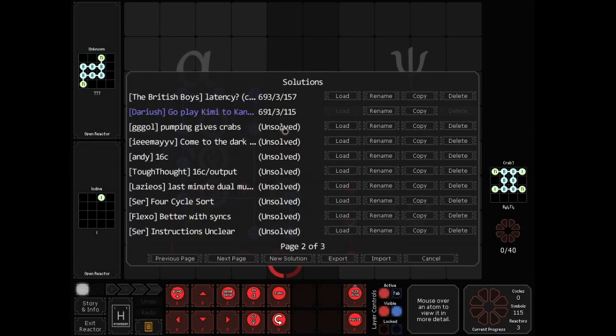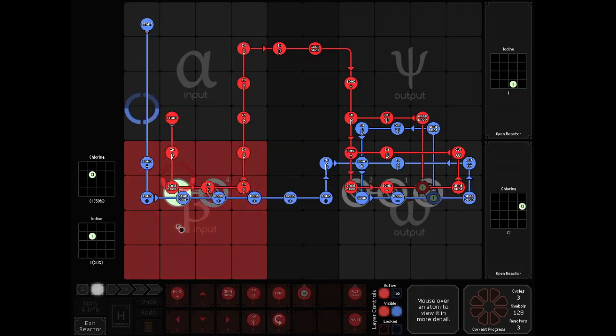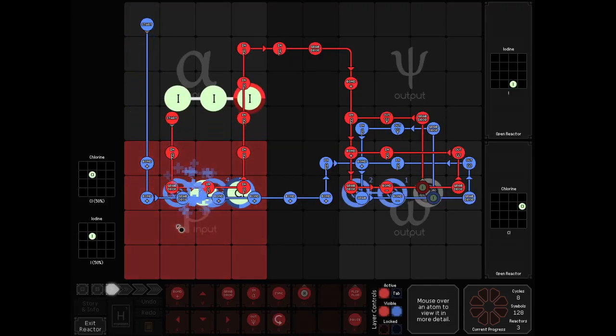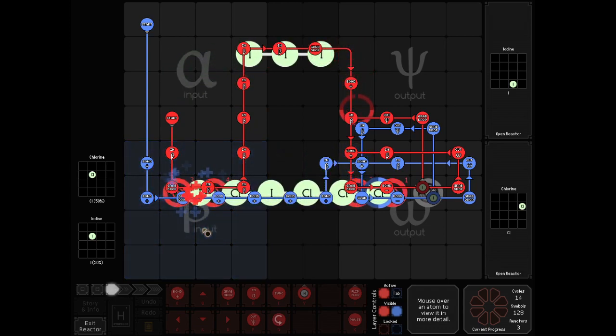Next is gggol with pumping gives crabs. Oof. Bit of an innuendo there. Very sketchy title. All right, here we go.